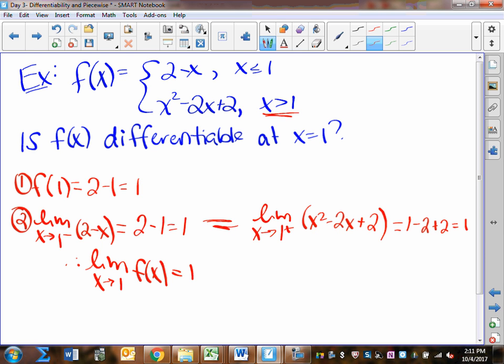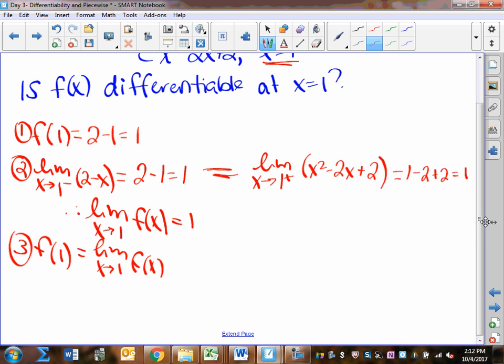Instead of working down, I kind of worked across to show that they were equal. Either way is fine. Alright, and then finally, does f of 1 equal my limit as x approaches 1? Yeah. So we can go and say that my original function is continuous at x equals 1. So that gives us the green light to go ahead and check if the derivative is continuous.